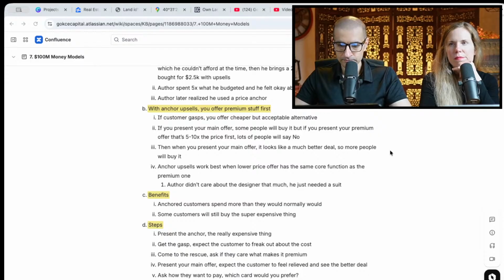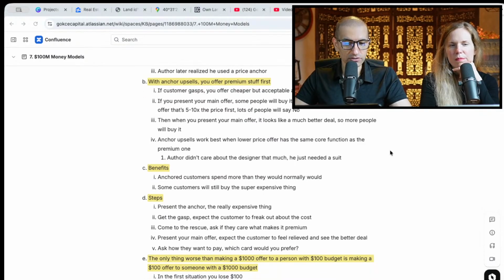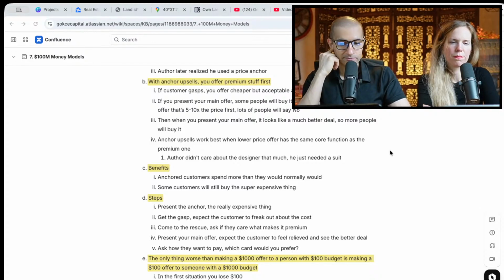So if you present your main offer, some people will buy it. But if you present your premium offer, that's 5 to 10 times the price, first, lots of people will say no. Then when you present your main offer, it looks like a much better deal, so more people will buy it. So anchor upsells work best when the lower price offer has the same core function as the premium one. That's exactly what you were saying. It needs to have the same core function.